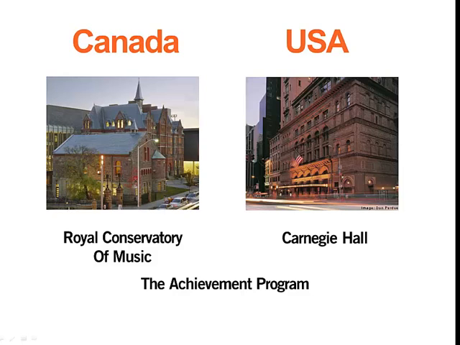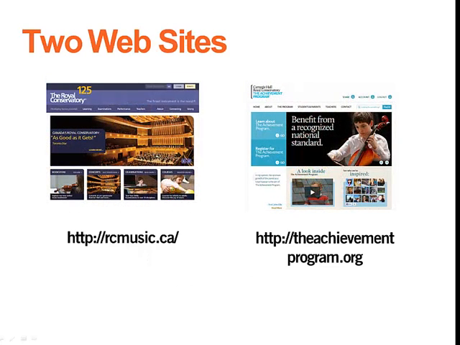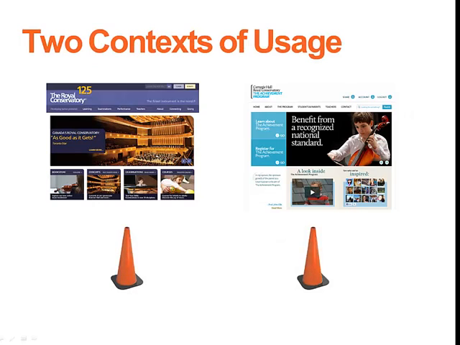So Carnegie Hall has basically licensed it, and they're doing the same thing in the States. So we're kind of leading the way for North America there. So there were 2 websites built for the corresponding countries, and then that means that there's 2 usage contexts, and so that's what we're going to be looking at.